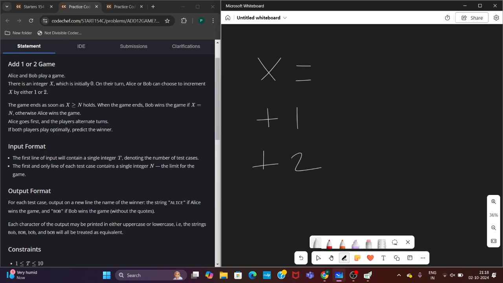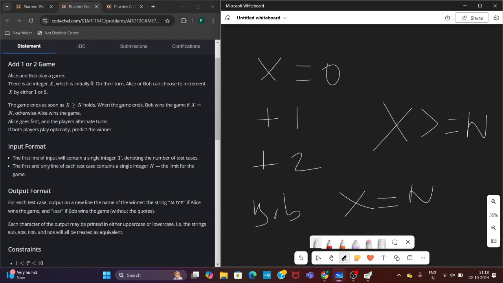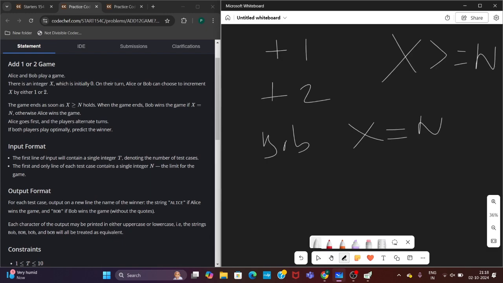So basically, these two types of operation can be performed. The game ends as soon as x is greater than or equal to n. When the game ends, Bob wins when x equals n. The alternative is when Alice wins. Alice wins when x is greater than n. With these two conditions we can decide the result.